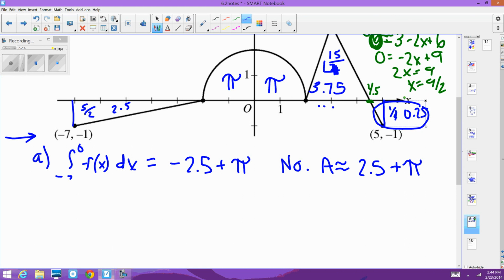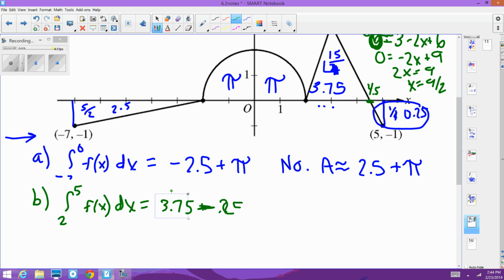All right. For part B now, we are trying to evaluate the integral from 2 to 5 of f of x dx. And that one, it's a good thing we already did all these areas, right? We have 3.75 minus 0.25. And if you want to write that, that would just be 3.5.